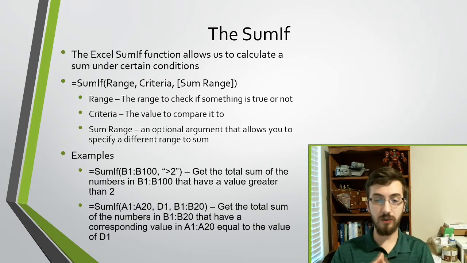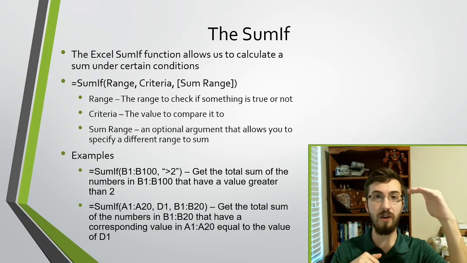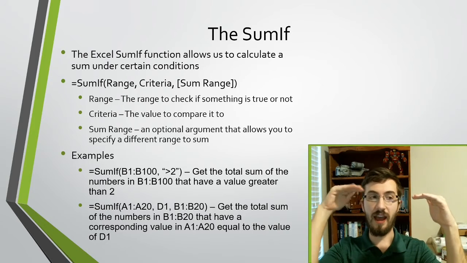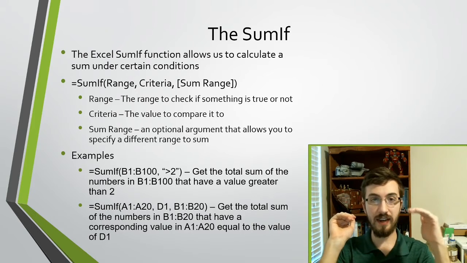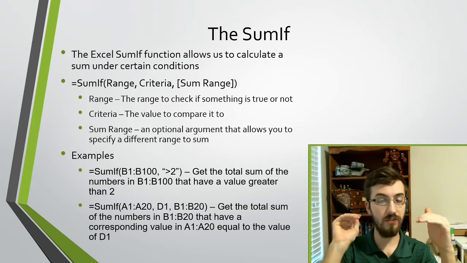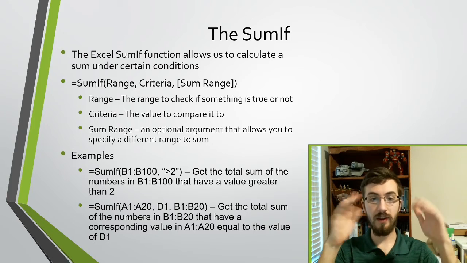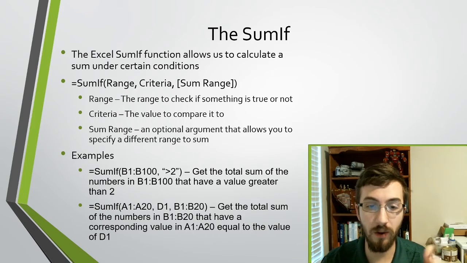So what it's going to do is go through A1 to A20, and it's going to say, does A1 equal D1? If yes, then add B1. If no, then don't. Then A2: is A2 equal to D1? If yes, add B2. If no, don't. And it's going to do that for all 20 of those cells, A1 to A20.